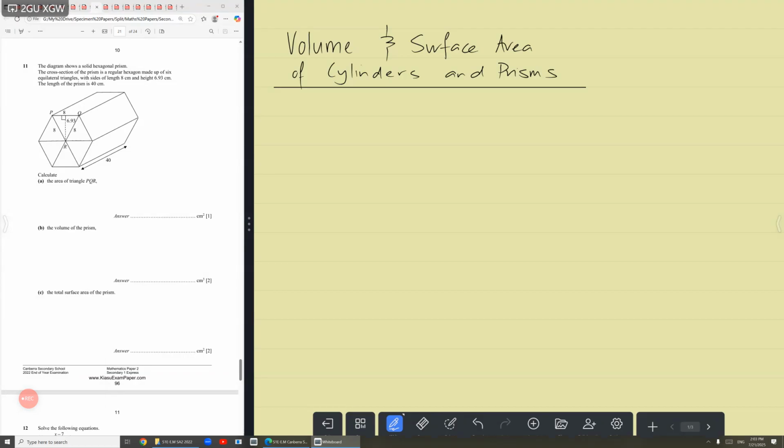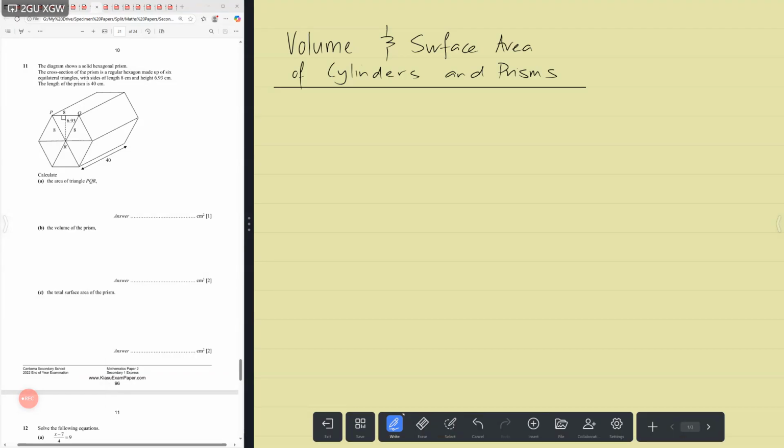Okay, so what we have in front of you is a school exam question. It goes: a diagram shows a solid hexagonal prism. The cross section of the prism is a regular hexagon made up of 6 equilateral triangles. The sides are of length 8 cm and height 6.93 cm, and the length of the prism is 40 cm. Everything is in the diagram, everything is labeled. Therefore, let's answer all those parts.